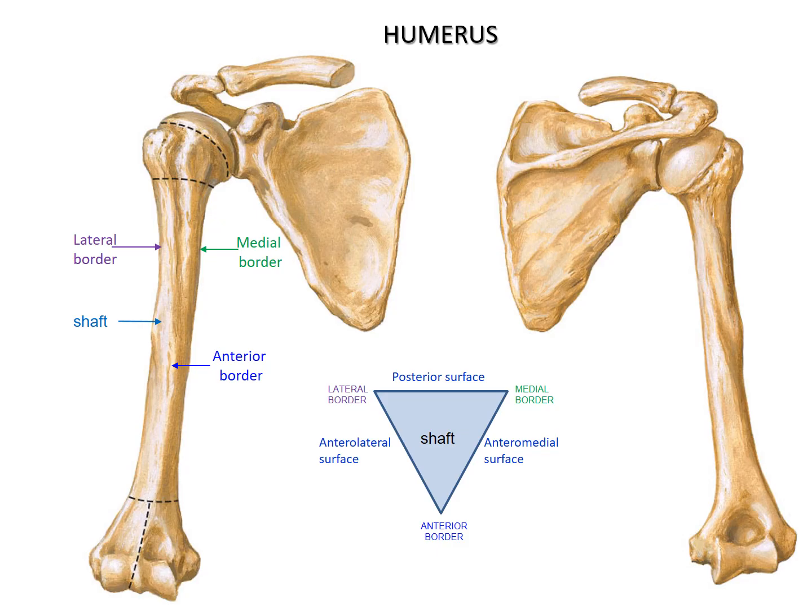The shaft is a long part of bone extending between its upper and lower ends. It is cylindrical in the upper half and flattened anteroposteriorly in the lower half. We can describe three surfaces and three borders. We have the anterolateral surface, anteromedial surface, and posterior surface, and anterior, medial, and lateral borders.